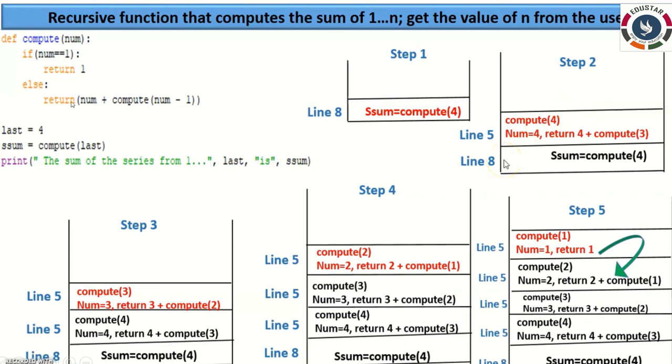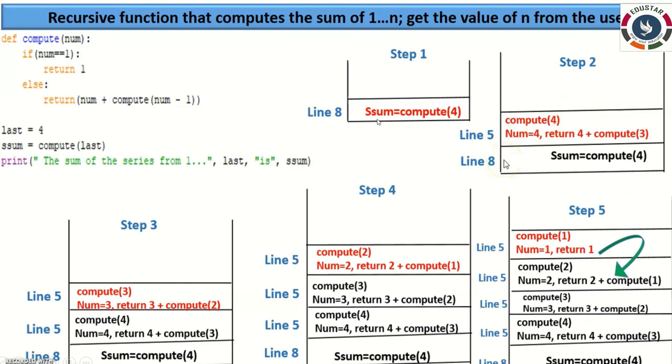See here, the same program I have written here. The first execution is line 8. Count: 1, 2, 3, 4, 5, 6, 7, 8. This is my eighth line, correct? Sum equal to compute 4.